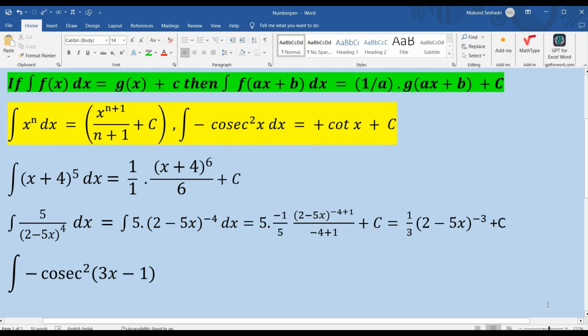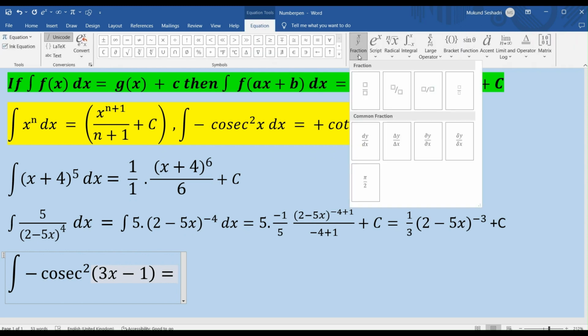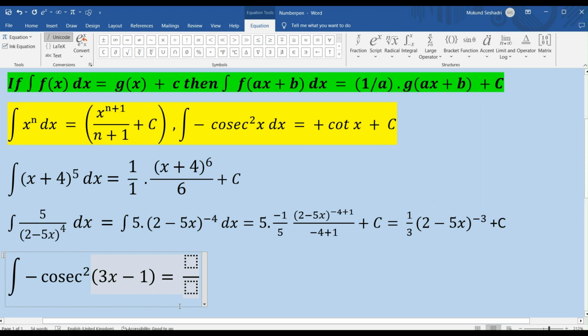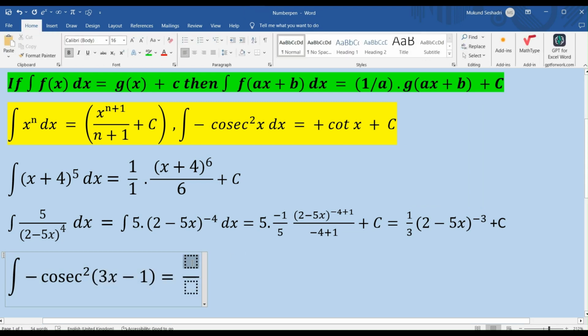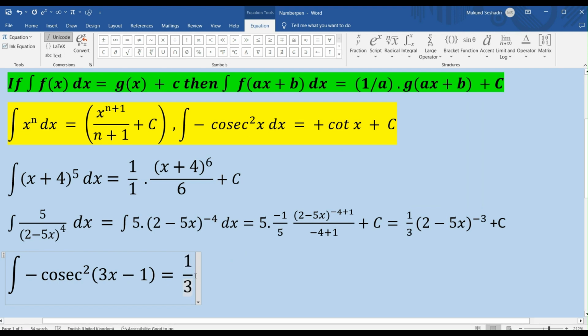And then again, I go back, use the formula that I have highlighted in green, and then minus cosecant square 3x minus 1 is what I have. My 1 by a is nothing but 1 divided by 3, and then g of ax plus b is nothing but cot of 3x minus 1. Again, I have my constant.